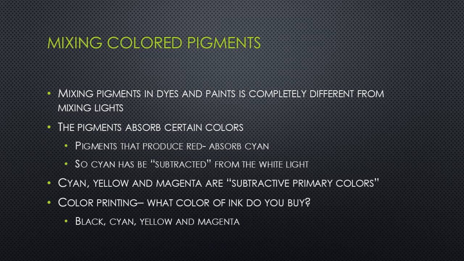So we call cyan, yellow, and magenta subtractive primary colors. So when we buy ink, that's why we're buying black, yellow, cyan, and magenta, so that the cyan is taking out a certain color so that we see what's left. So those are the only three colors you need to subtract color from the light so that we can see the color that we want to see on the paper.